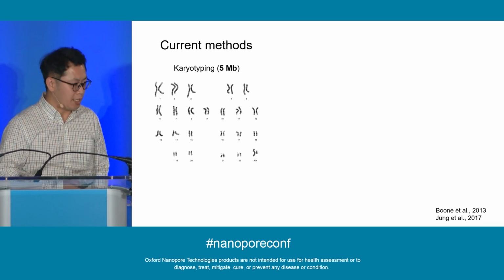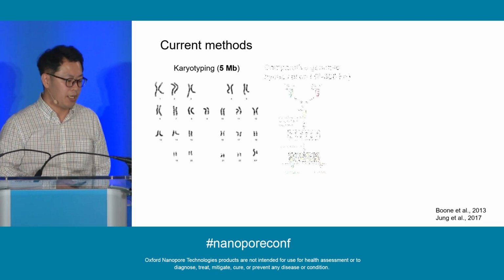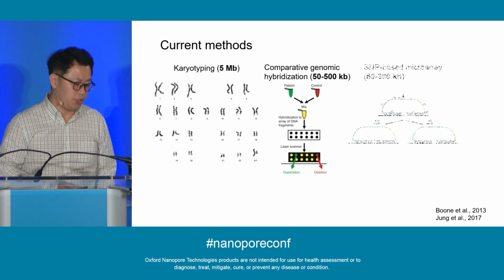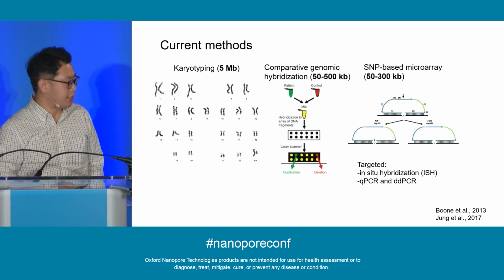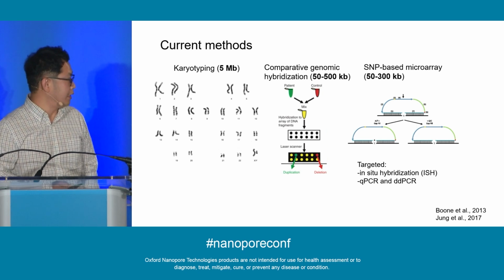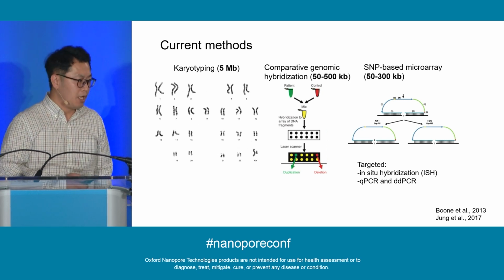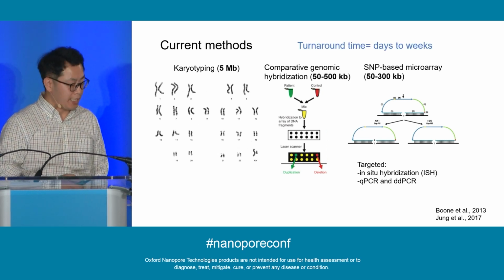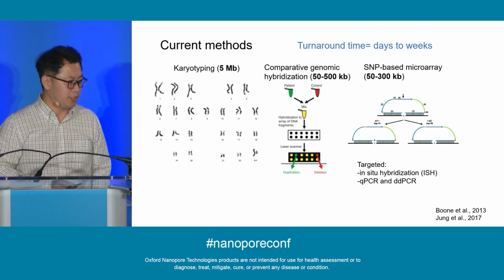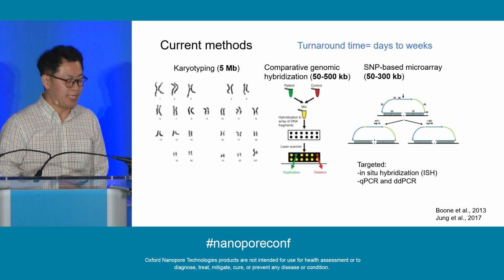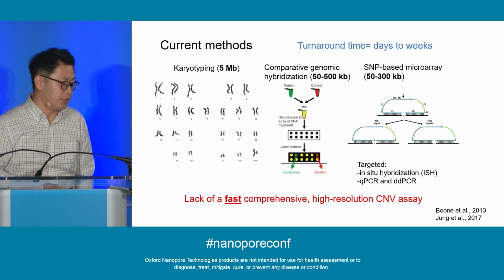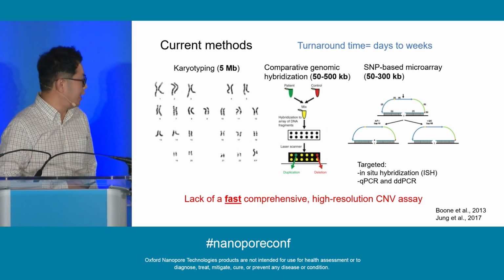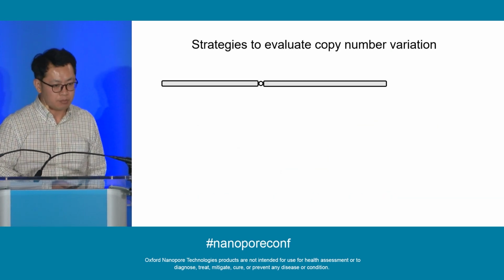Now, there are multiple methods in the clinic. Some of them are pretty comprehensive, like karyotyping, CGH, or array-based assays. Some are a little more targeted, like in situ hybridization or PCR-based methods. But they are either very time-consuming or very limited, usually taking a couple of days to weeks to get the result. So we asked, can we develop a fast and comprehensive high-resolution CNV assay?